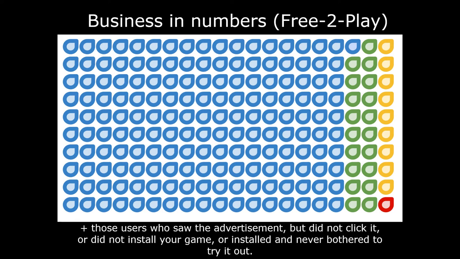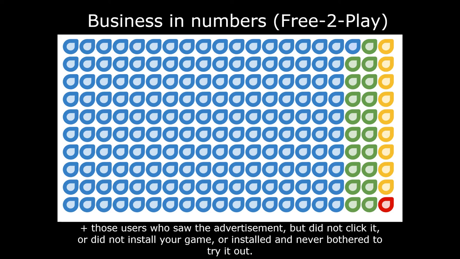If you have this many downloads, the blue ones are the people who download your game, try it once, and never come back. The green ones are the ones who keep playing the game, but unfortunately they don't pay for anything. They don't pay for any feature or thing that you could actually throw in your game. And the yellow ones are the people who might buy something once, twice. And the red ones are the whales.